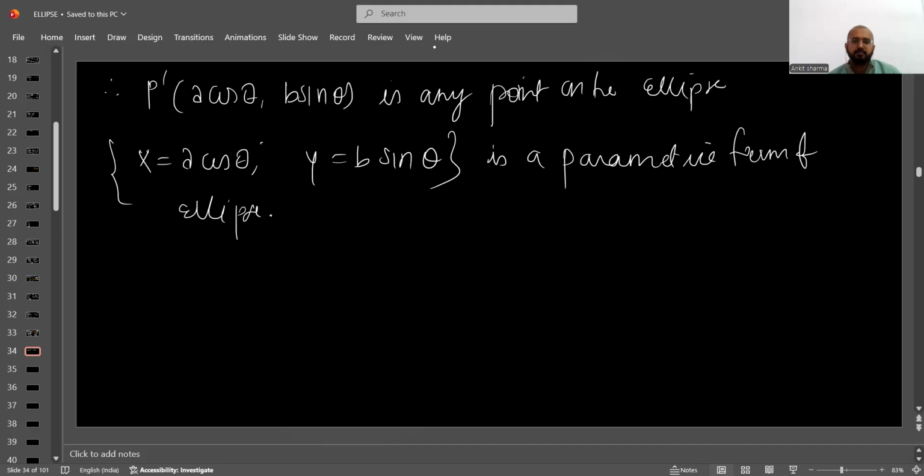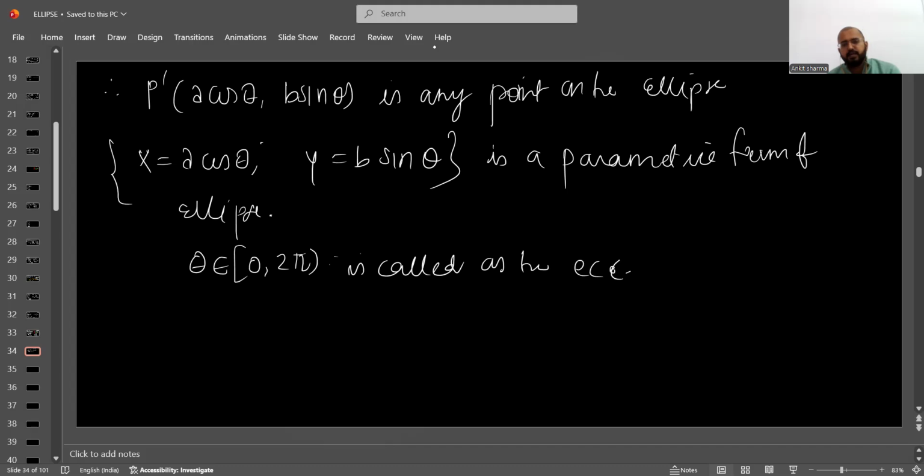Now, yes, we should not forget this, that theta belongs to what? 0 to 2 pi. It's called as the eccentric angle of ellipse.